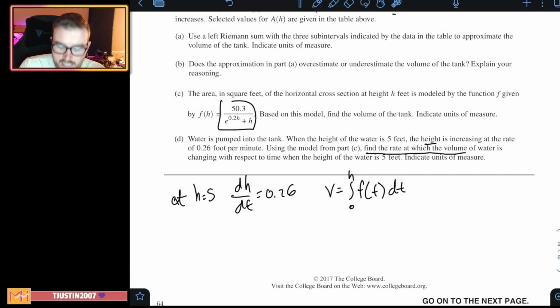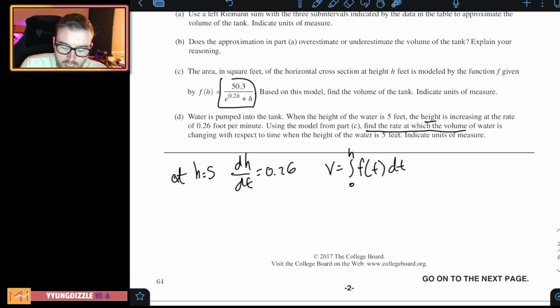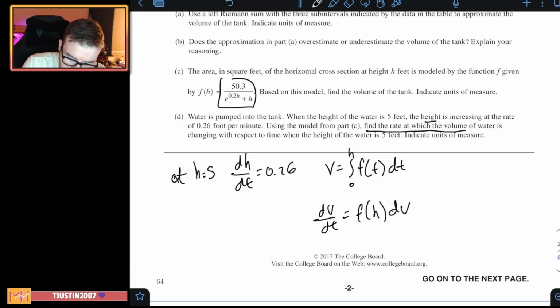In the previous problem, we did 0 to 10. But generically speaking, 10 was that specific moment in time. It could be when the height is at 1, 2, 3, 4, so 0 to h. That takes a little bit of effort to think, okay, how do I represent the volume? The volume of the figure is from 0 to blank. So that means dV/dt is equal to f of h times dh/dt.